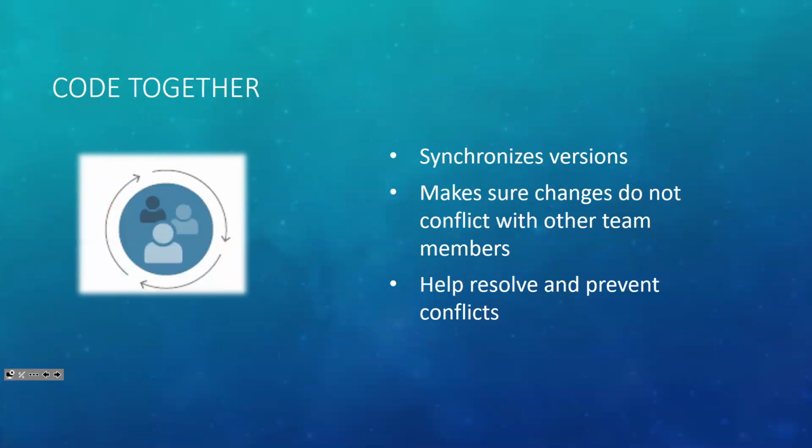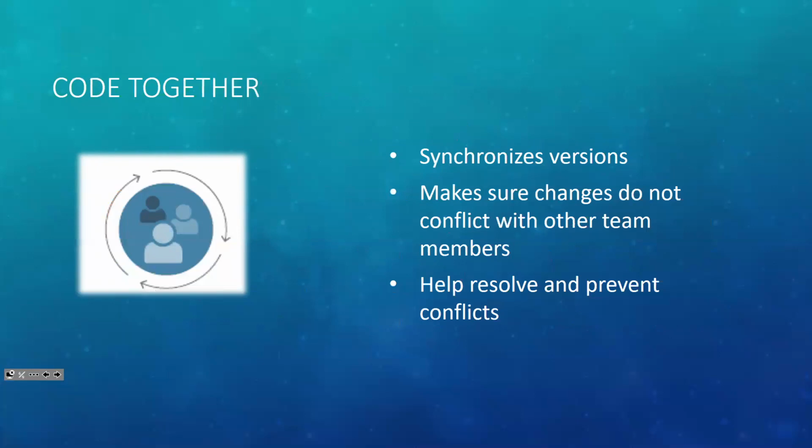Now, we can also use version control to code together. We can synchronize all those versions and make sure changes don't conflict with each other. If we have 2 people working on the same code, the version control system is going to give us a warning and say, you 2 people must decide how to merge those changes.